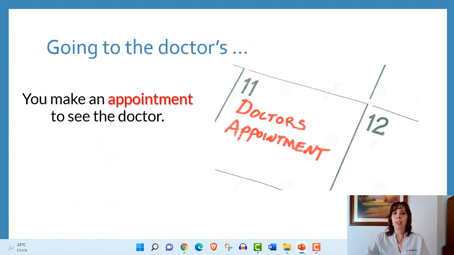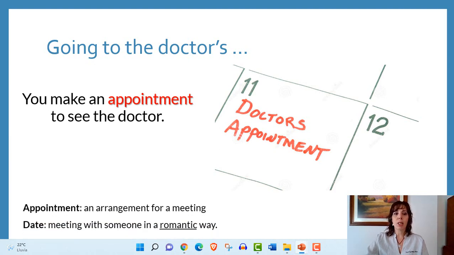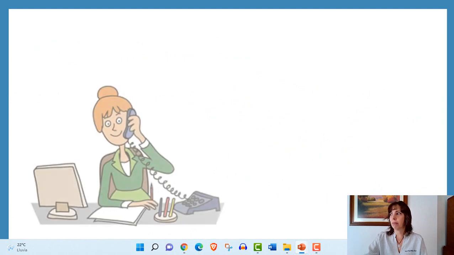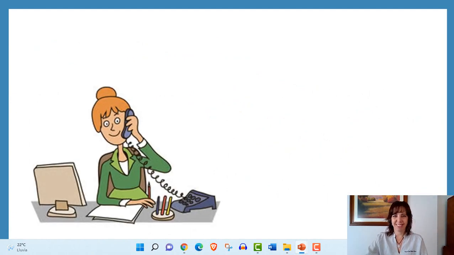All right, going to the doctor's. What do you have to do? You have to make an appointment. Yes, an appointment, an arrangement for a meeting. This is usually confused with date because in Spanish we only have one word, cita. But in English you have two of them. And be careful because the romantic one is date. With a doctor you have an appointment.